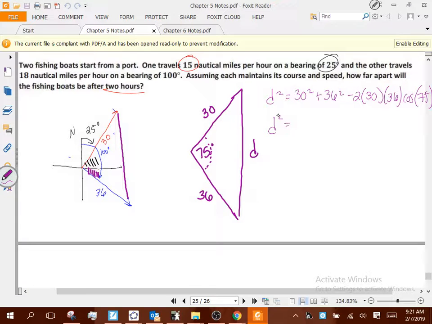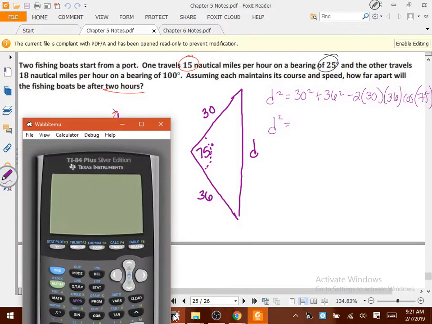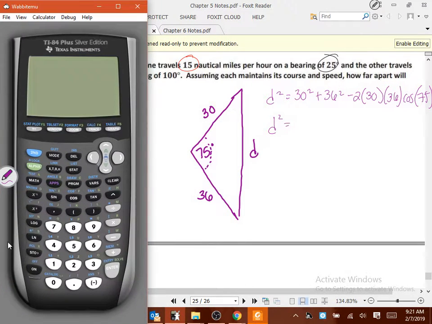If we go through and do the law of cosines, the reason I ask that is because I get a lot of people to go 30 squared plus 36 squared minus 2 times 30 times 36 cosine 75. Make sure I'm in the right mode. Good to go. They get that, and they answer with that.